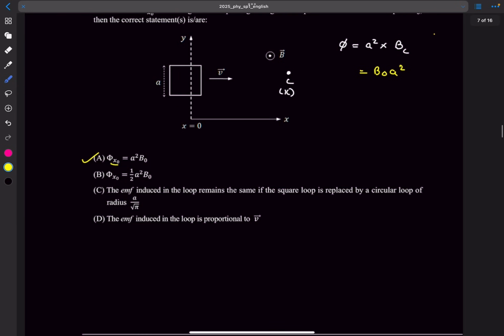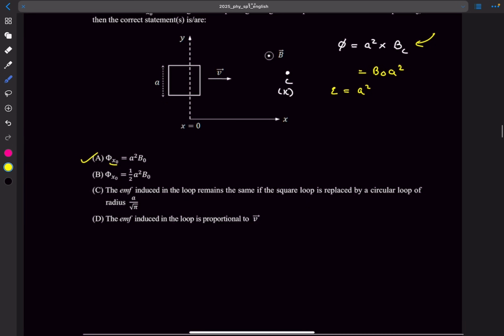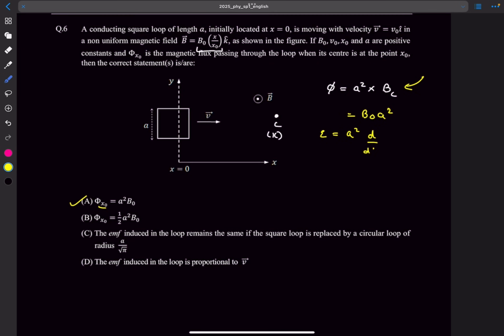For the EMF, we can just differentiate this, right? So the magnitude of EMF is just going to be a squared times dB over dt, which is going to be d by dt of B naught x by x naught, which is a squared B naught by x naught multiplied by dx over dt, which is the speed of the square loop. So option D would be correct. The EMF is proportional to the speed of the loop.